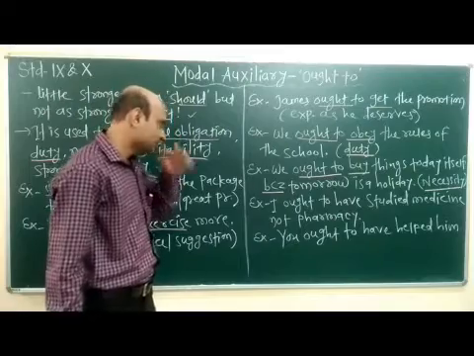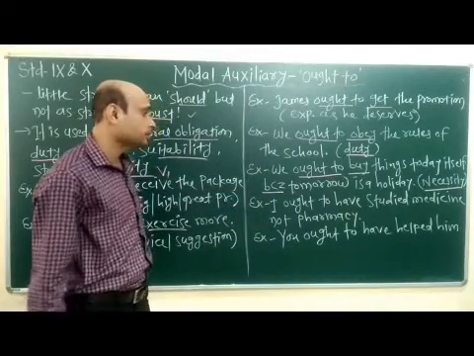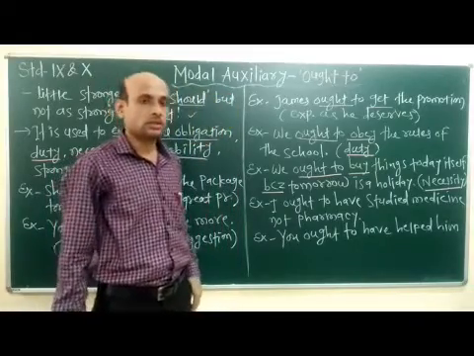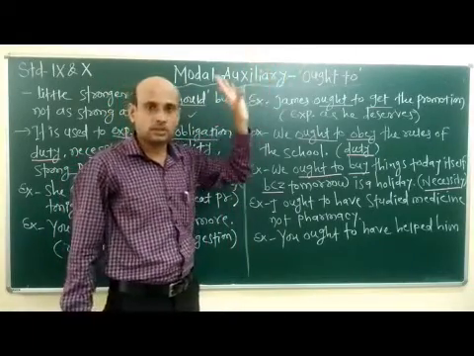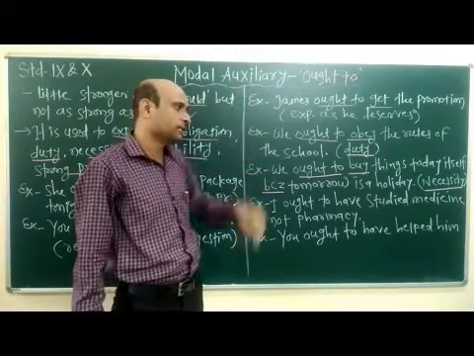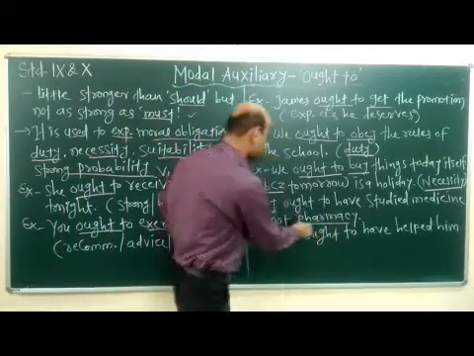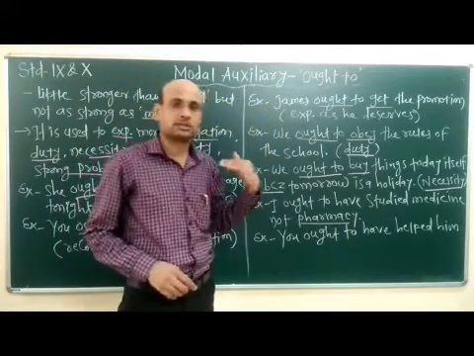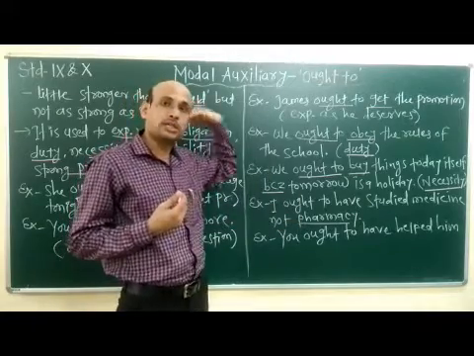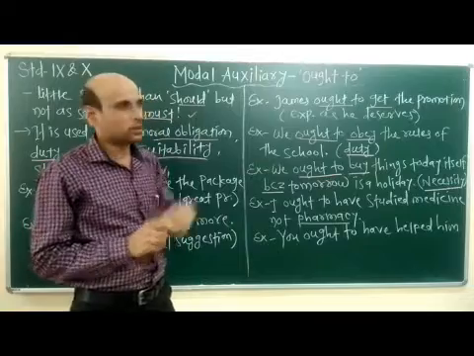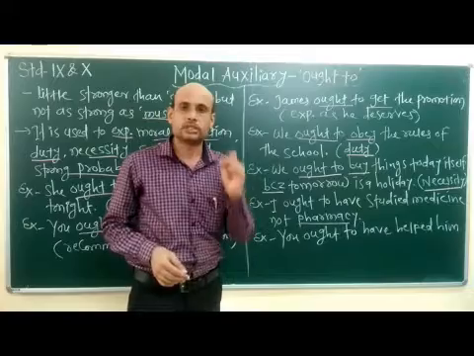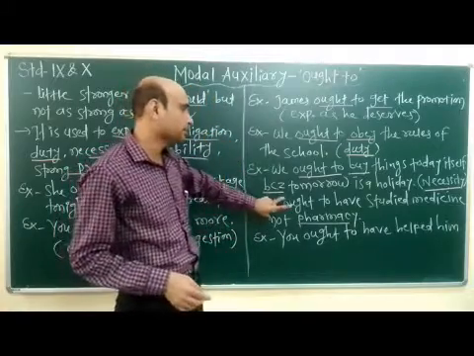Next, in the past: I ought to have studied medicine, not pharmacy. What it shows in the past is that you should have studied this, but you didn't study it. I ought to have studied medicine, but right now I have studied pharmacy. Am I clear about the meaning of this sentence? Right now I have studied pharmacy, but instead of pharmacy I should have studied medicine. That would have been better for me. So it shows a sense of regret that it didn't happen in the past.